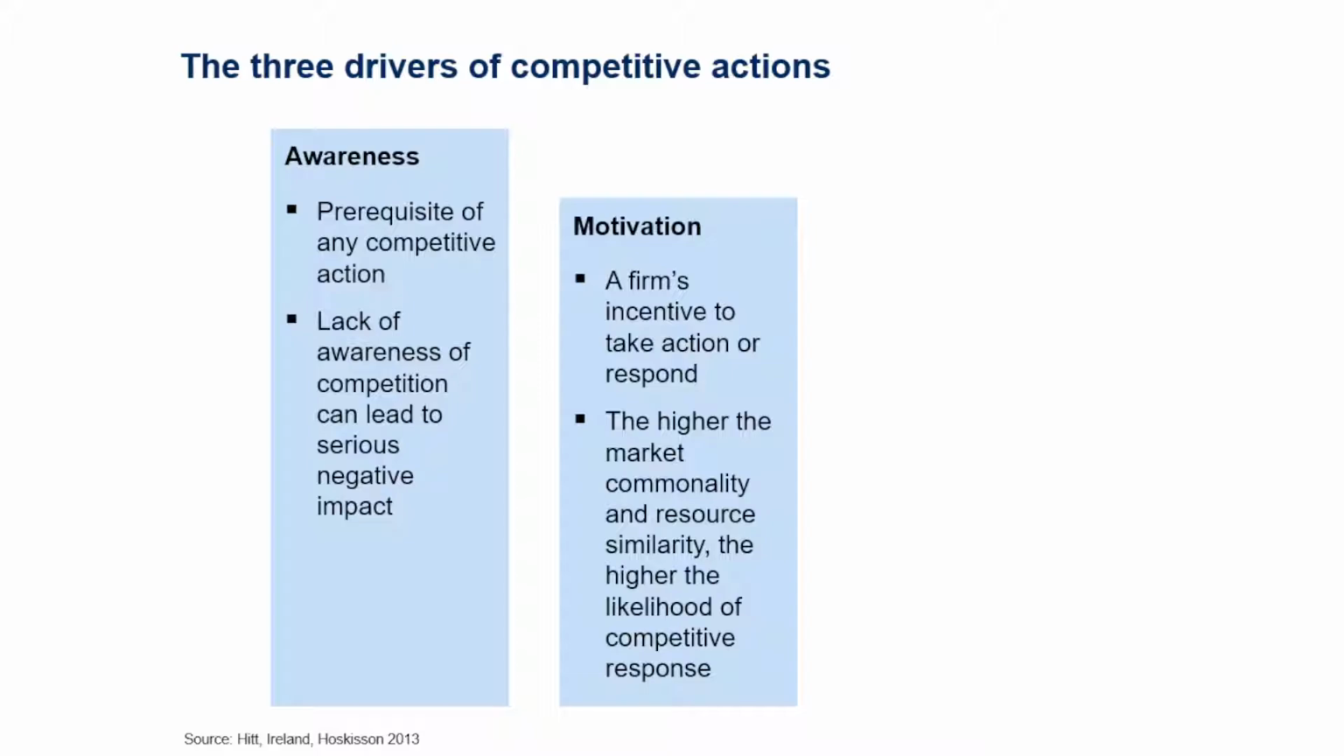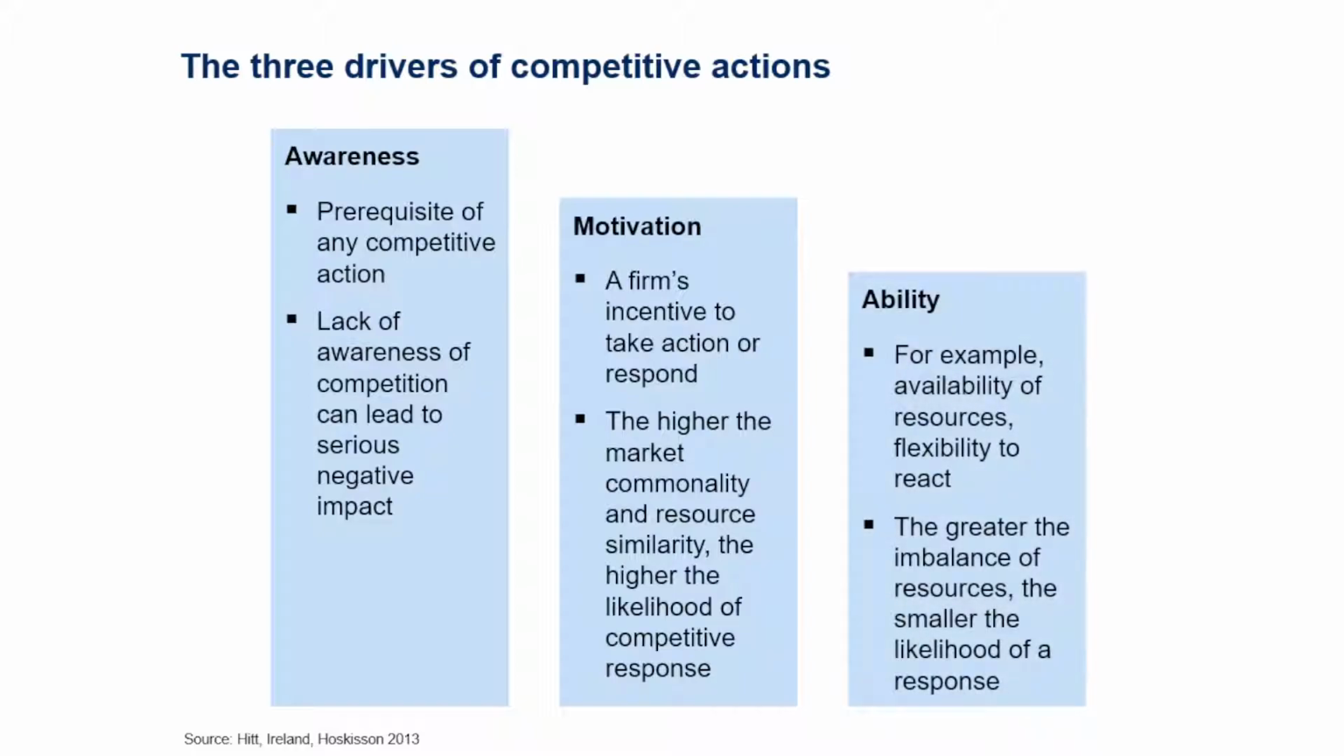Because the market commonality in this area is very high. Also, it's a core category for both Lotus and Big C in the grocery segment, and therefore it's quite likely that Big C will take actions. Now, if this attack would come in an area that is not important, or maybe where Big C has very little sales, they might not react and might not have a motivation to take any action in response.